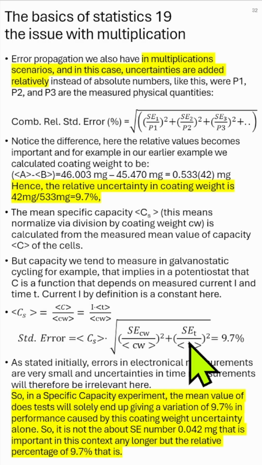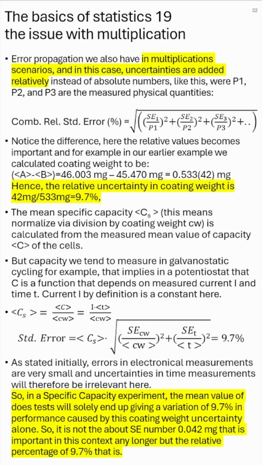3% error, I mean, for that potential, to measure time, that is completely negligible, that error. So here, the error in the coating weight will be completely dominant. So since we earlier calculated that to be 9.7, that whole square root of propagated error will be 9.7%, times the mean value of the specific capacity.